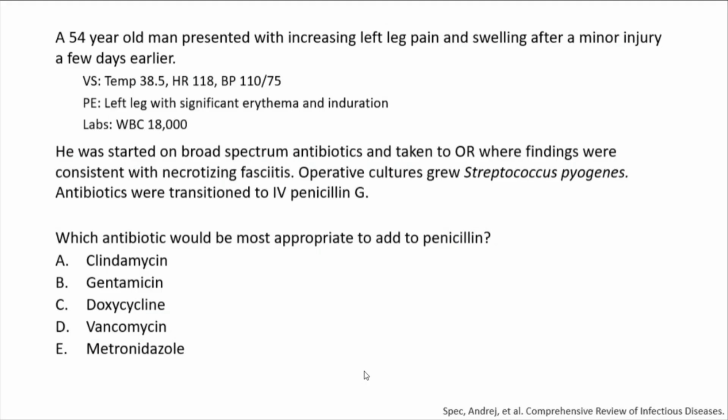Increasing left leg pain and swelling after a minor injury a few days earlier. Temperature is 38.5 degrees Celsius, heart rate is 118, BP is 110/75. Left leg with significant erythema and induration, white count of 18,000. He was started on broad spectrum antibiotics and taken to the OR, where findings were consistent with necrotizing fasciitis. Operative cultures grew strep pyogenes. Antibiotics were transitioned to IV penicillin G. Which antibiotic would be most appropriate to add to penicillin?